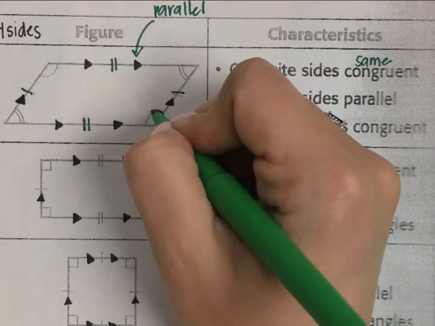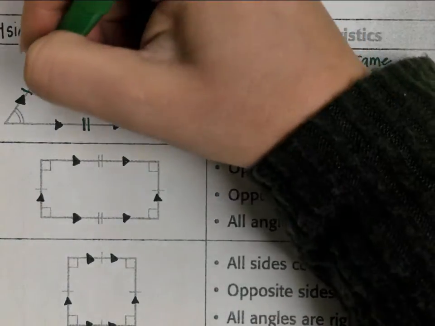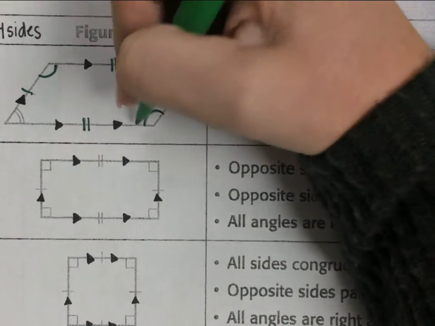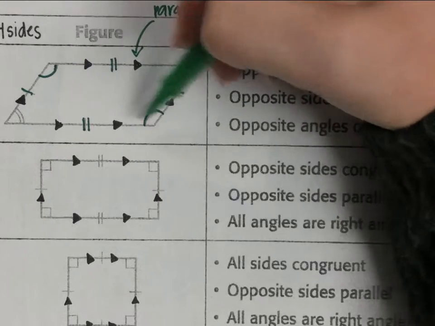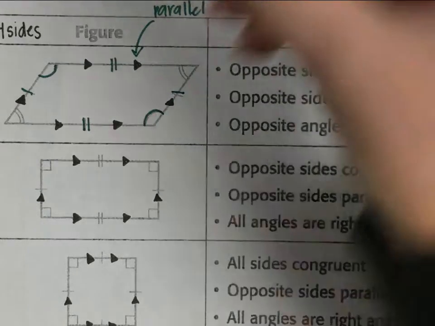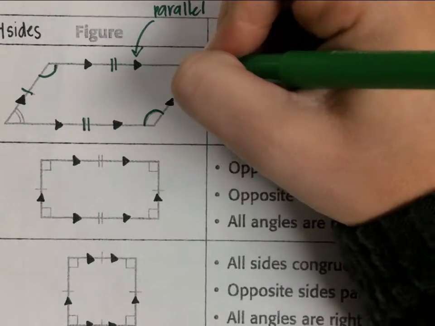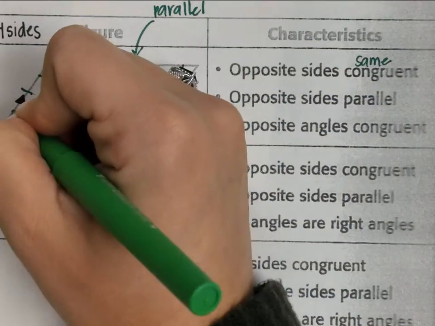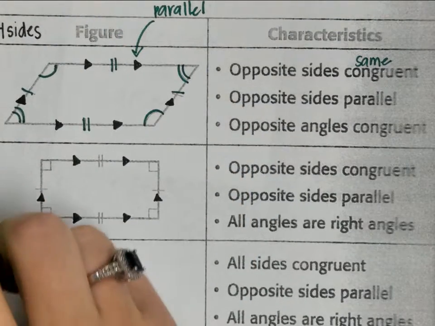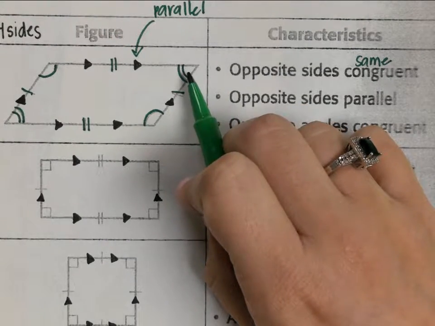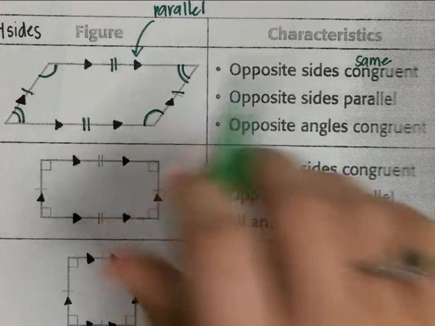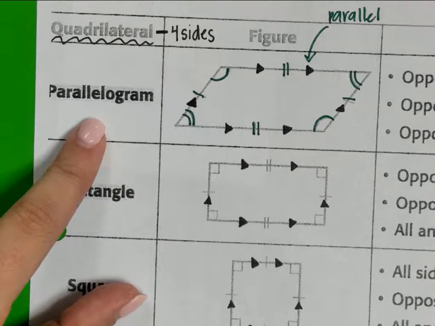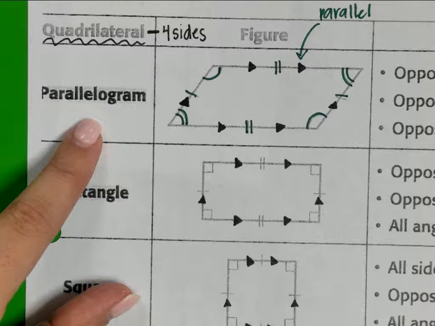And then opposite angles are congruent. So this symbol right here on opposite sides means that those angles have the same measure. So if this angle is 92 degrees, this is also 92 degrees. And then these other angles, they have 2 of those little lines, so that means that they are also congruent to each other. So if this is 40 degrees, this is also 40 degrees. Okay? So those are just your symbols. So if you have something that has all those characteristics, then it is called a parallelogram. It's still a quadrilateral, but it's more specifically a parallelogram.